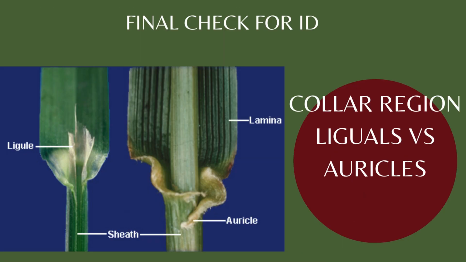All right, so the final check for grass identification is ligules and auricles. And as you can see in the picture here, the ligule is like a little piece of membrane, and you get that when you bend back a piece of grass and show it. And the auricle is a piece of leaf that actually wraps around or partially around the stem.